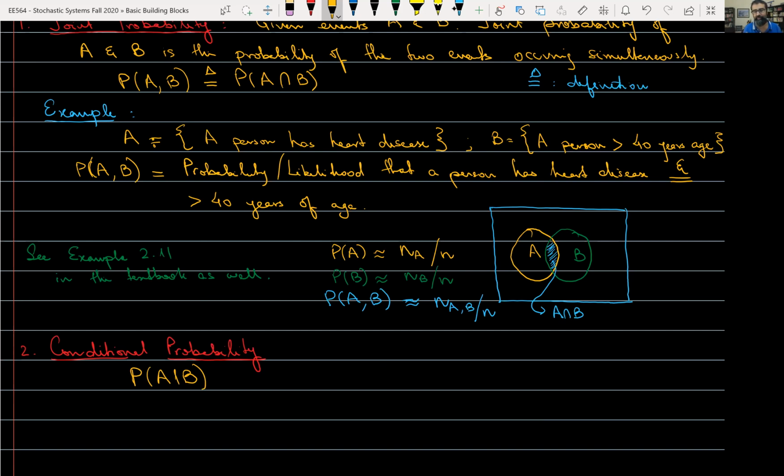And what this corresponds to is the probability that the event A happens given that the event B has already happened. Okay? So this is the probability or the likelihood of A given that B has happened. Which in the example above means the probability that you have this heart disease given that the person is greater than 40 years of age.